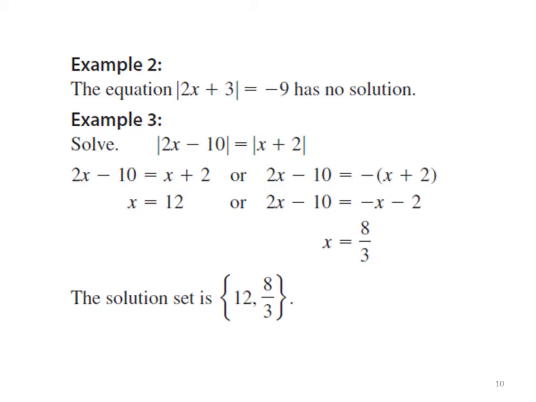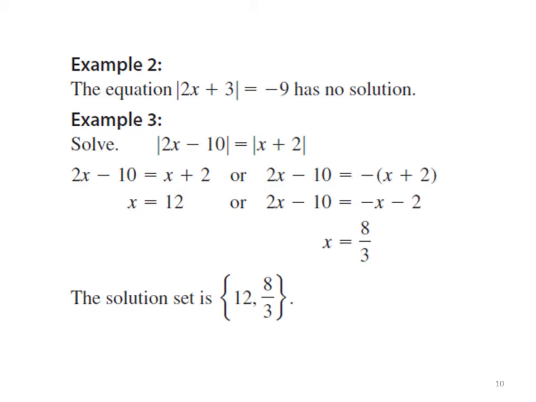The first equation is 2x minus 10 equals x plus 2. Add 10 to both sides, and also subtract x from both sides. Our solution will be x equal to 12.